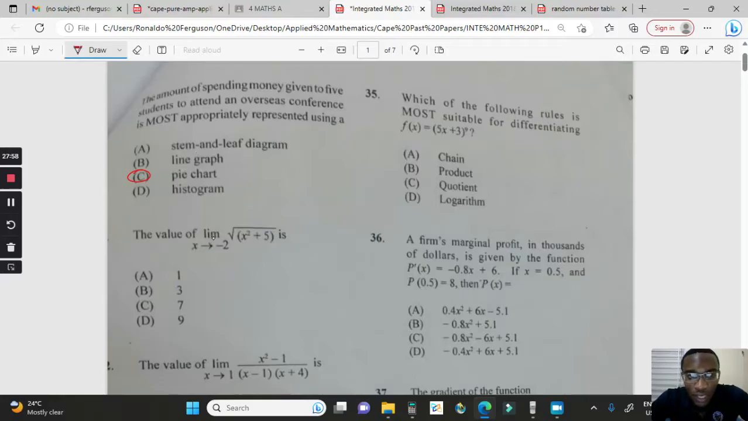A question like this now, plug in the -2. That's -2 squared plus 5, square rooted. 4 plus 5 is 9. Square root of 9 is 3. Done.